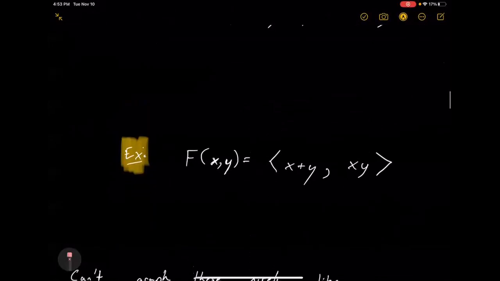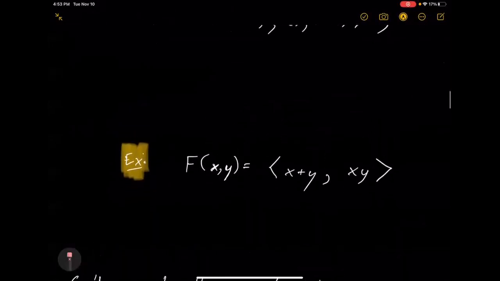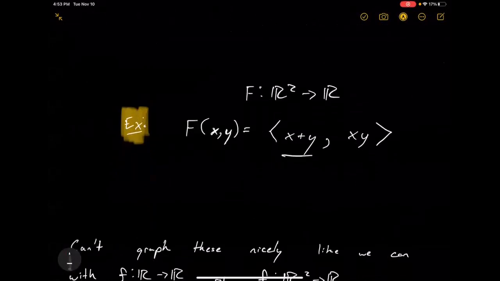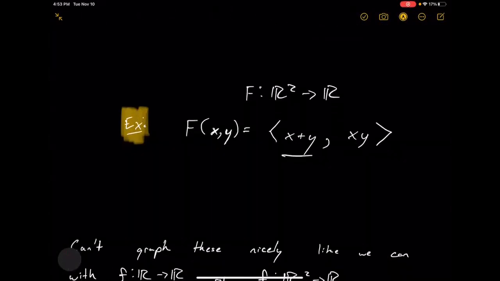So here's another example. Let's say I have this function, capital F of x, y, and so that's a two-dimensional input. It's giving me a two-dimensional output. So this is, again, the form R2 to R2. Okay, what does the function look like? First component is x plus y. Second component is x times y.